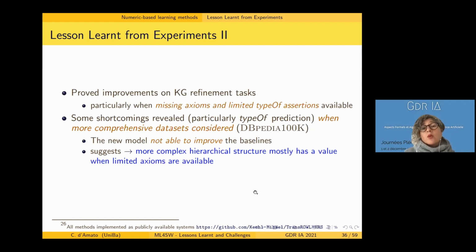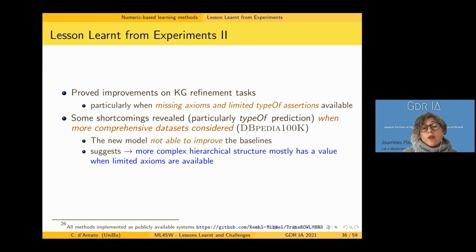And what we found out in our experiment is that TransR-OWL-HRS was actually able to outperform the baseline models, particularly for the case in which we had missing axioms. That means for the case of NELL. But we had some nice surprises somehow.